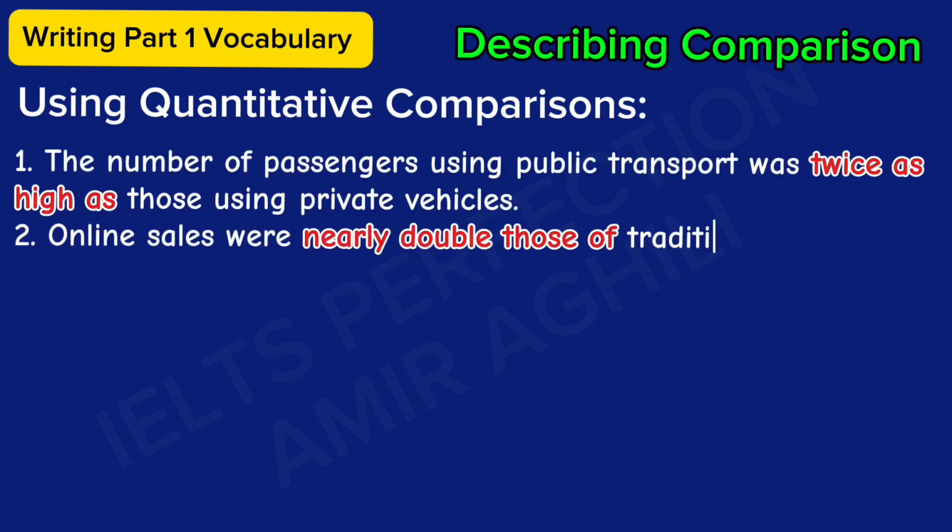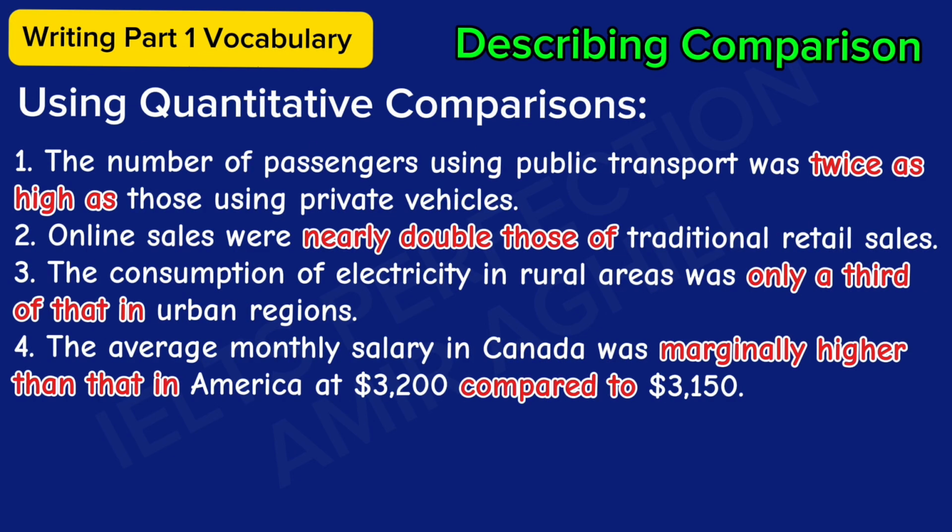1. The number of passengers using public transport was twice as high as those using private vehicles. 2. Online sales were nearly double those of traditional retail sales. 3. The consumption of electricity in rural areas was only a third of that in urban regions. 4. The average monthly salary in Canada was marginally higher than that in America, at $3,200, compared to $3,150.